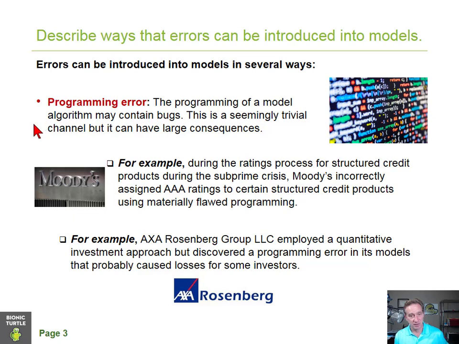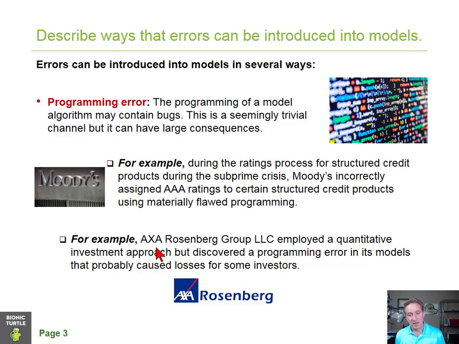Malz tells us that errors can be introduced in several ways, including programming error. The programming of a model algorithm may contain bugs. This is a seemingly trivial channel, but it can have large consequences. For example, during the ratings process for structured credit products during the subprime crisis, Moody's incorrectly assigned AAA ratings to certain structured credit products using materially flawed programming.